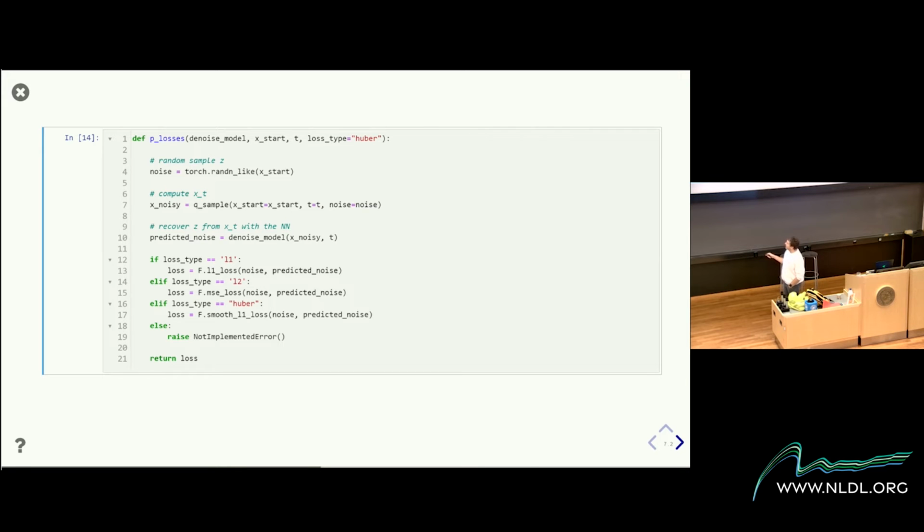And you see that the loss is just between the noise, which is a random sample, and the output of the neural network. And that's it. That's all we need to train the neural network. And I think this is one of the beauties of this model, that it's actually super simple. We just take some noise, compute some noisy image, and then ask the neural network to recover that noise that we just sampled.